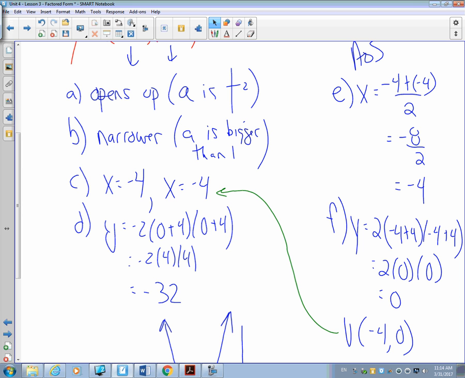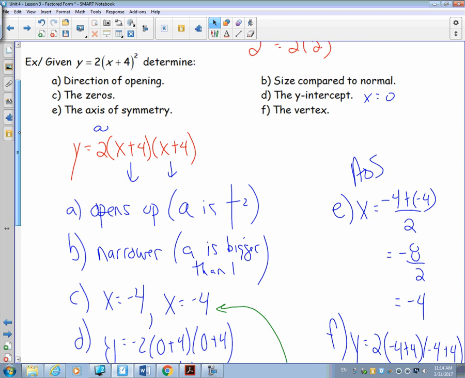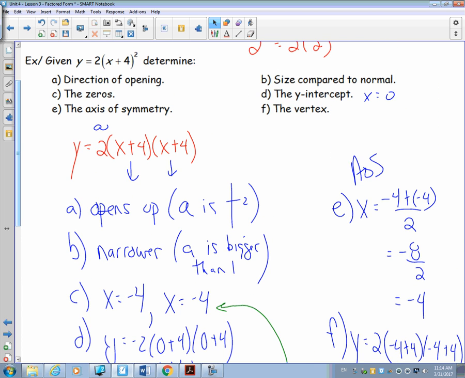Okay, so that's the end of the factored form stuff. There's big ideas in here. You should know about size and direction from your a value. You should know about your zeros from your s and your t. Average them to get your axis. Plug it back in to get your y. And the special case there, letter D, you should be able to figure out your y-intercept. Okay, just plug in 0.